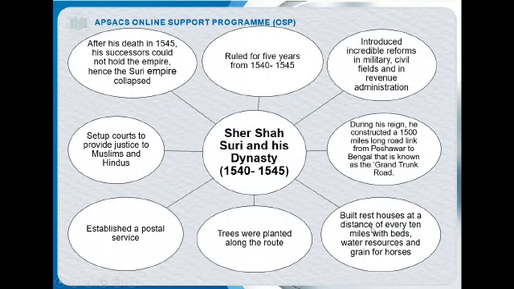He built rest houses at a distance of every 10 miles with beds, water resources, and grain for horses. Many trees were planted along the route. He also established a postal service and set up courts to provide justice to Muslims and Hindus. After his death in 1545, his successors could not hold the empire, hence the Suri Empire collapsed soon.